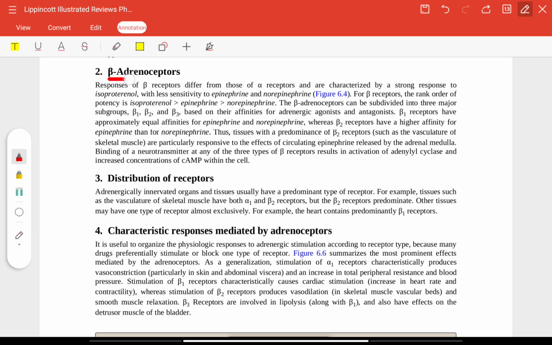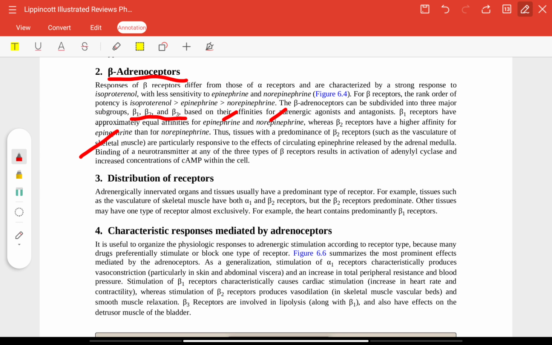Now we are talking about beta adrenoceptors. This response is totally different from alpha receptors. We have studied the stronger affinity was isoproterenol, then epinephrine, and norepinephrine. These are divided into beta 1, 2, and 3. Now beta 1 have equal affinities for both epinephrine and norepinephrine. Beta 2 have higher affinity for epinephrine.